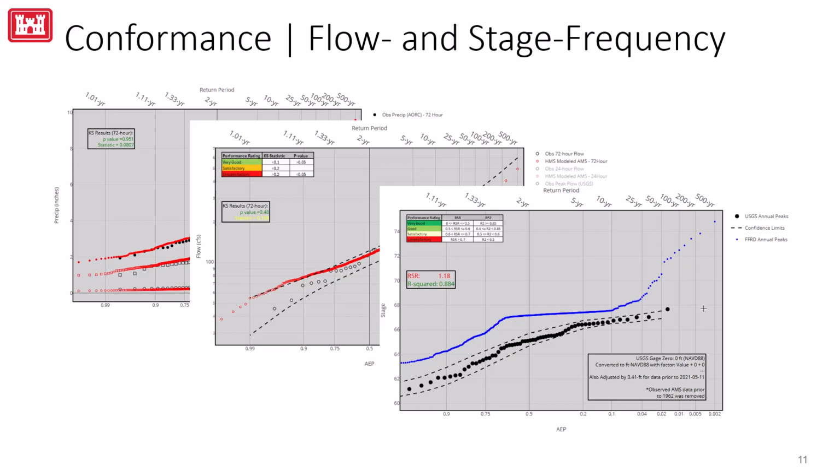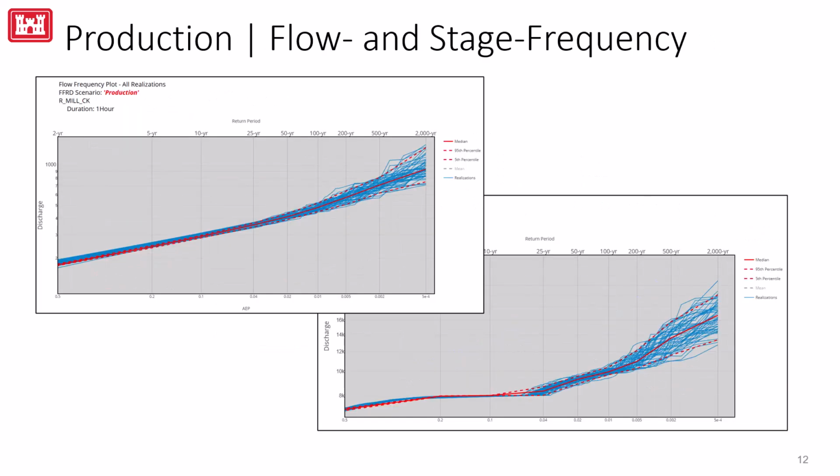At this point, we are ready to move on to the production phase. Within the production phase, approximately 1 million individual events are simulated within HMS, ResSim, and RAS. The resultant annual maximum frequency curves span approximately 2,000 years due to the size of the specified events and realization structure. Like I said before, we like to call these spaghetti plots.